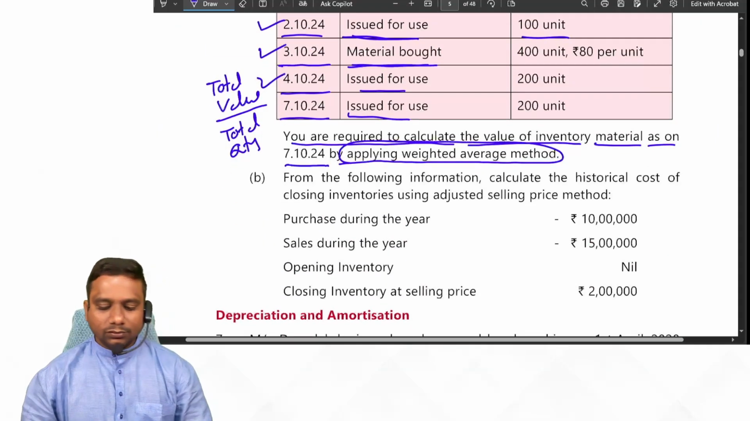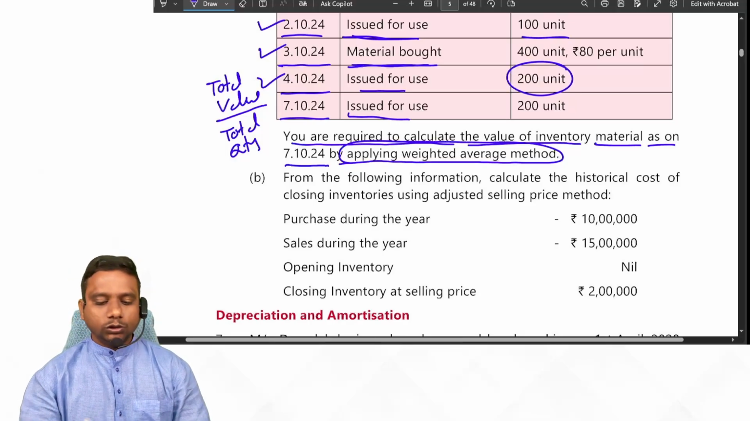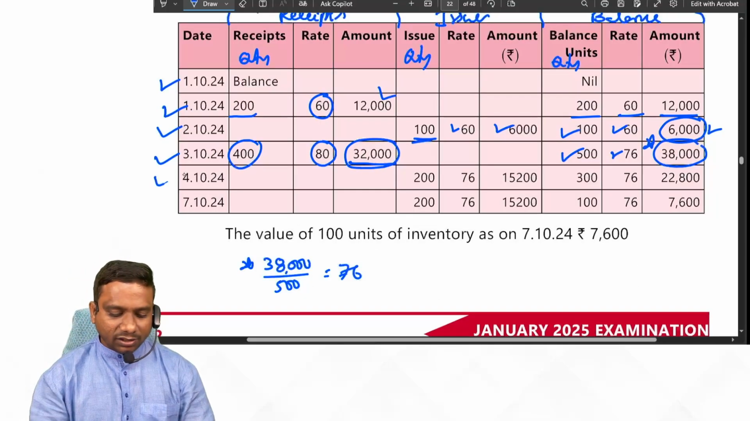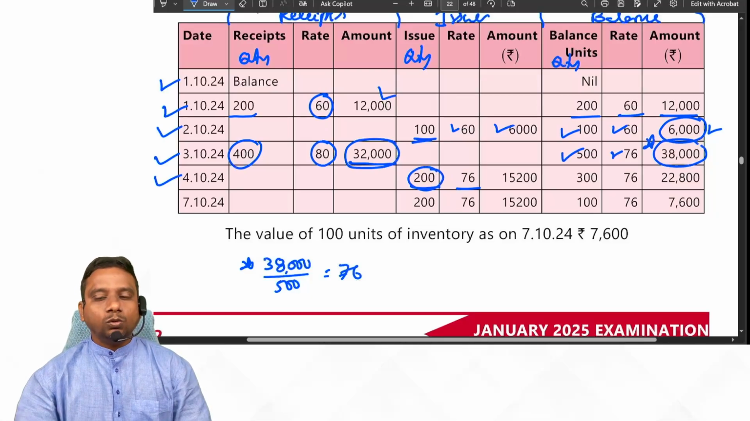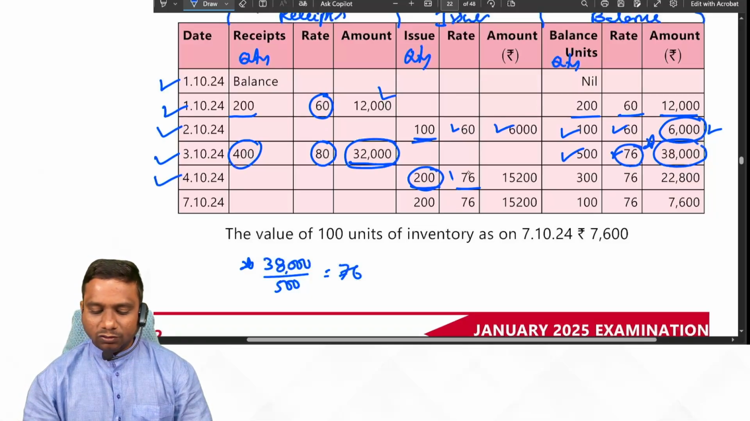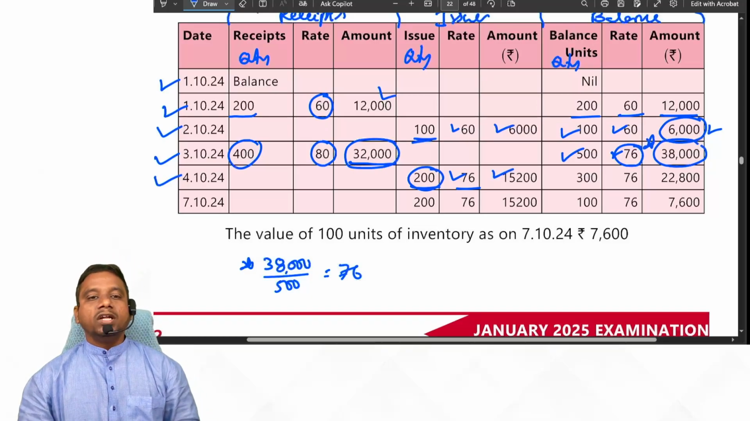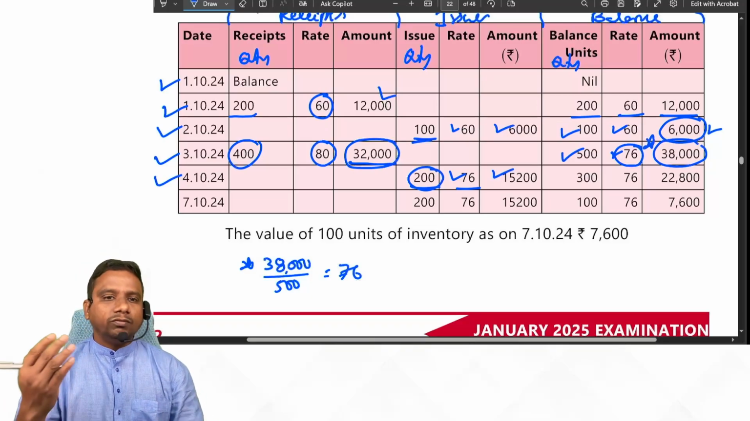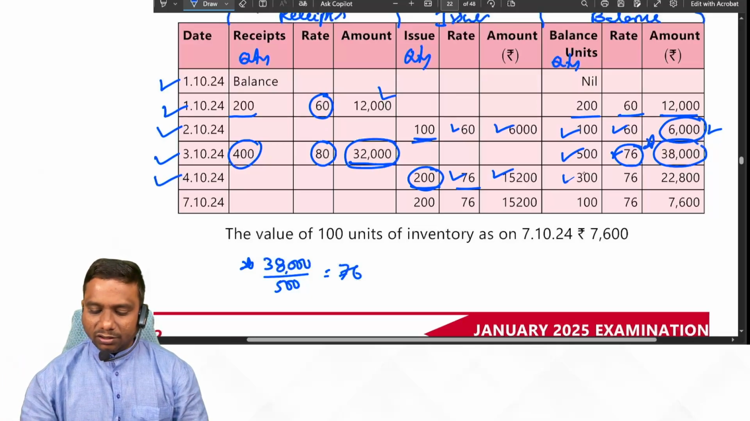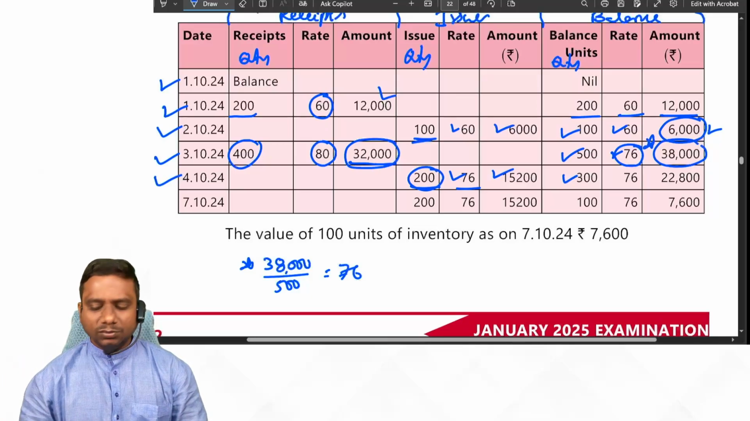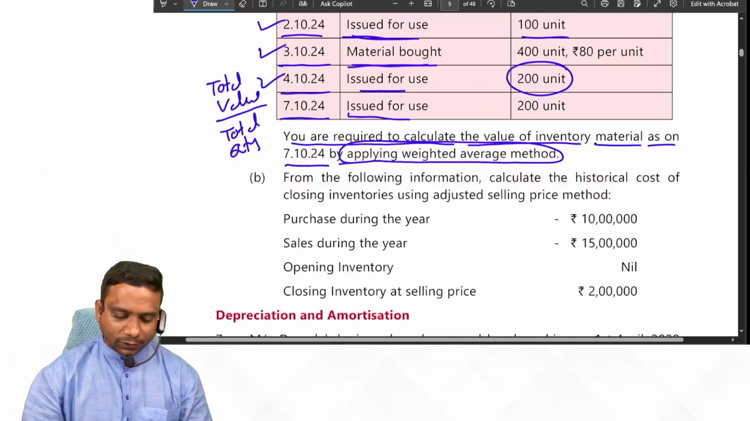Next, 410. Issued for use 200 units. So we write the same in the issues column: 200. Before issue, what is the price we have? 76. Now we apply the same 76. Amount 15,200. While you are writing the balance, take care. 1500 earlier units. Now we issued 200. Remaining balance left 300. Earlier price same 76 rupees. Now we write 22,800.